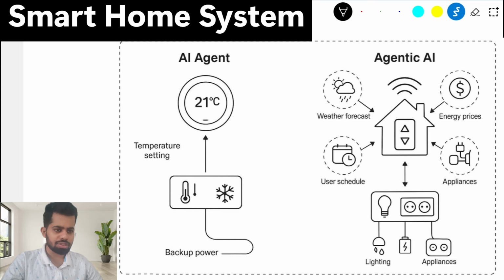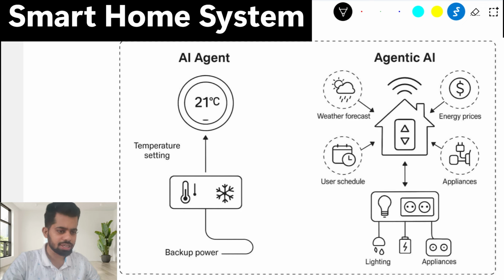If you see this image, it is an analogy of a smart home system. On the left-hand side, it represents a traditional AI agent in the form of a smart thermostat. It is a standalone agent which receives a user-defined temperature and autonomously controls the heating or cooling system to maintain the target temperature. While it demonstrates limited autonomy, like learning user schedules or reducing energy use, it operates in isolation, executing a singular and well-defined task.